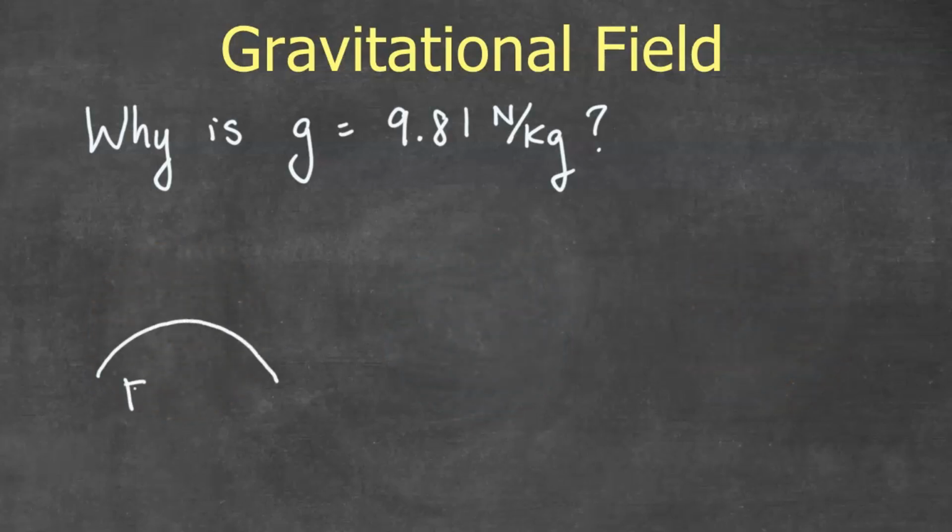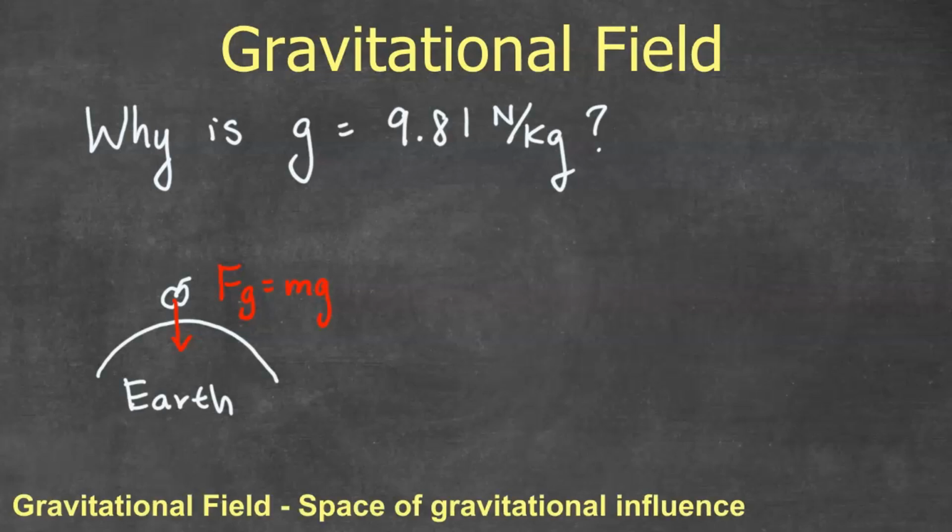If you wanted to find the gravitational force of an apple on Earth, you could use Fg equals mg. g is what we call the gravitational field strength, and a good starting definition is that it is a space of gravitational influence. So whether there is an apple there or not, there is a gravitational field.